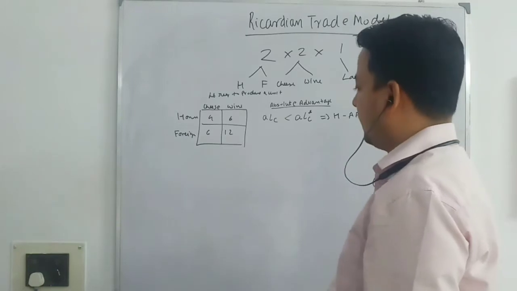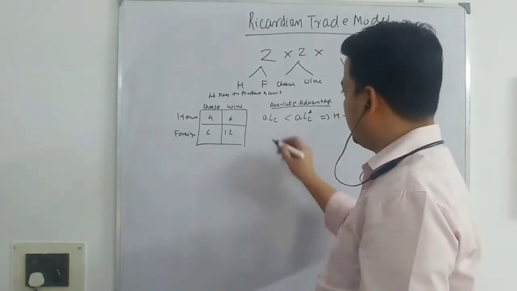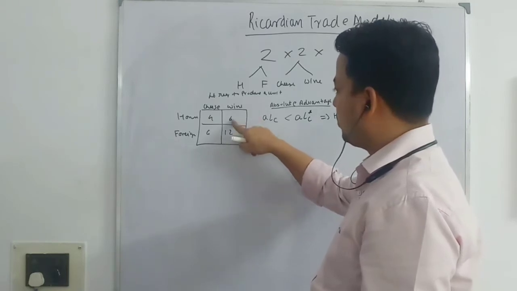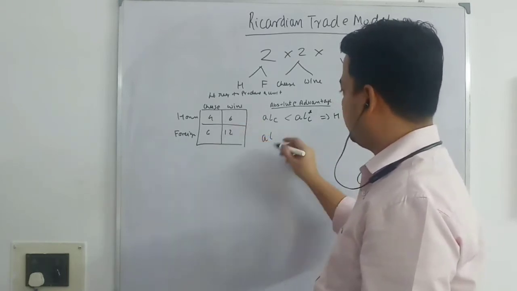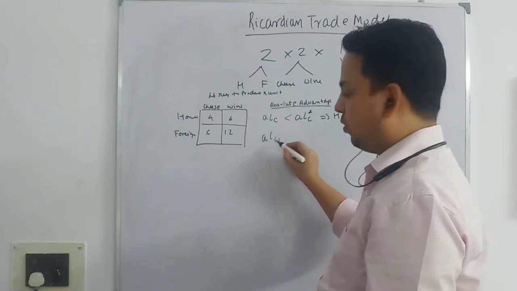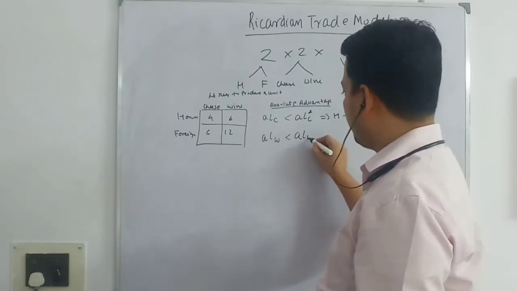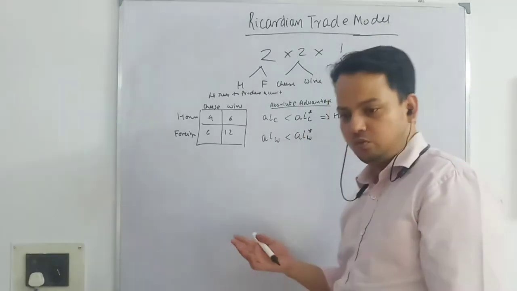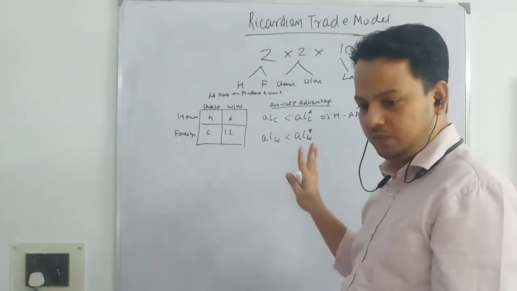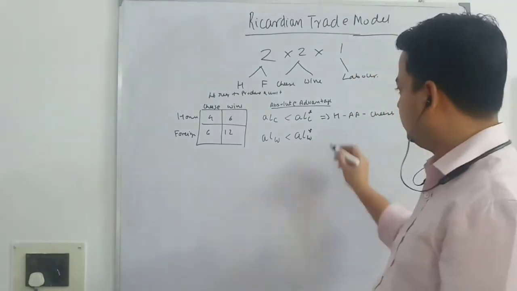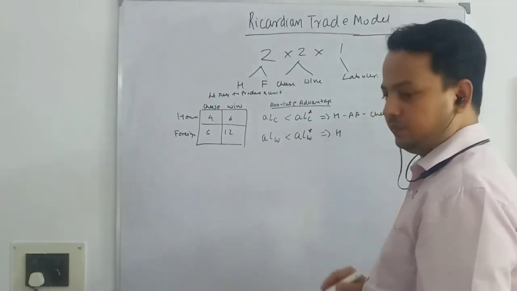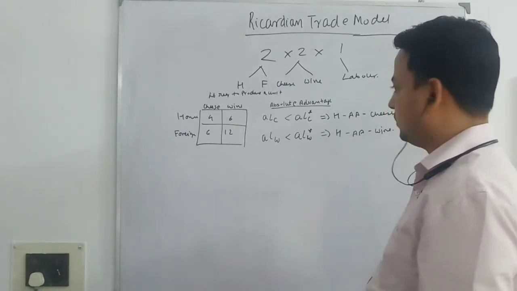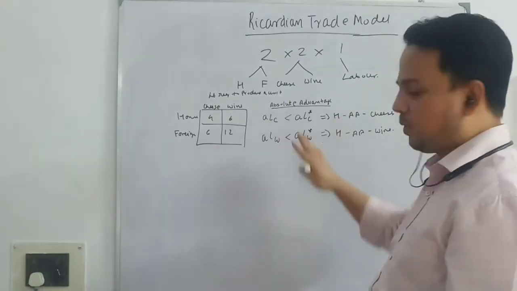Now look at this one. The amount of labor required to produce wine is 6, and in the foreign country 12. So the amount of labor required to produce wine in the home country is less than the amount of labor required to produce wine in the foreign country. I am using this notation because when you read Krugman or Sanbato, it will be easy for you to understand. This implies that the home country has an absolute advantage in wine.